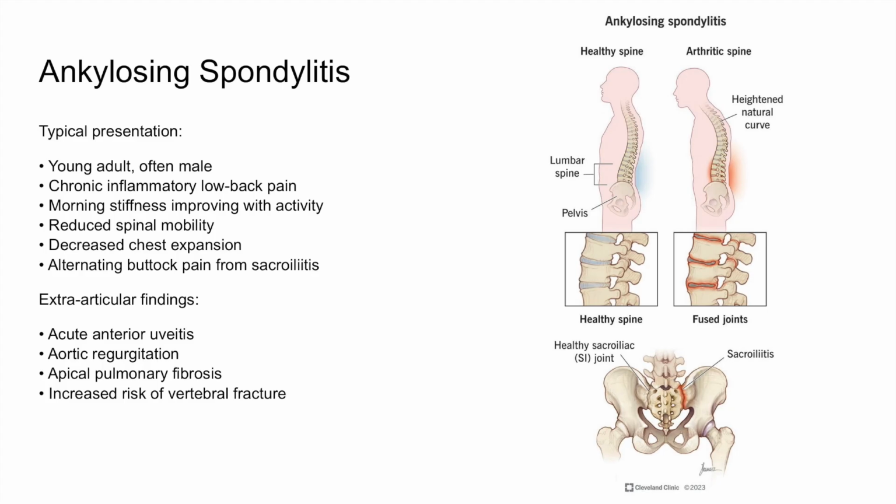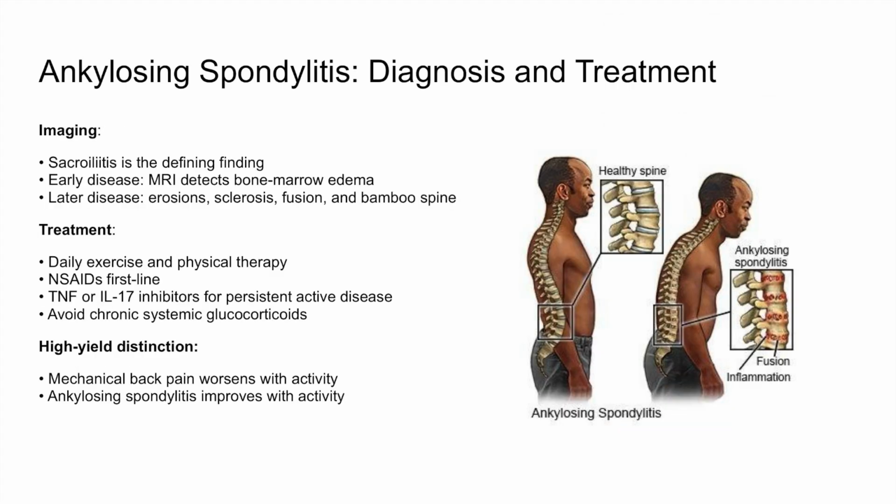The inflamed and fused spine is also vulnerable to vertebral fractures, so new spinal pain after even minor trauma deserves careful evaluation. So sacroiliitis is the defining imaging feature of ankylosing spondylitis. Early in the disease, plain radiographs may still be normal, while MRI can detect active inflammation and bone marrow edema. Later findings including erosion, sclerosis, fusion of sacroiliac joints, and the classic bamboo spine appear later on.